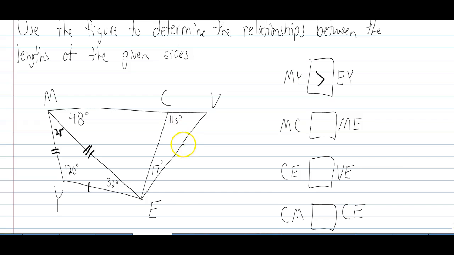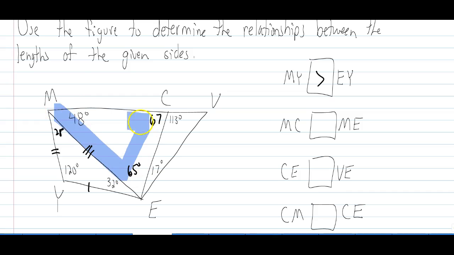Next, we can move into the triangle here in the middle. We have 113 degrees. It forms a linear pair with the one right next to it, which means they add up to 180, so that angle is 67 degrees. If you add the 67 plus the 48 together, you get 115. So take 180 minus that answer, and this angle is 65 degrees.